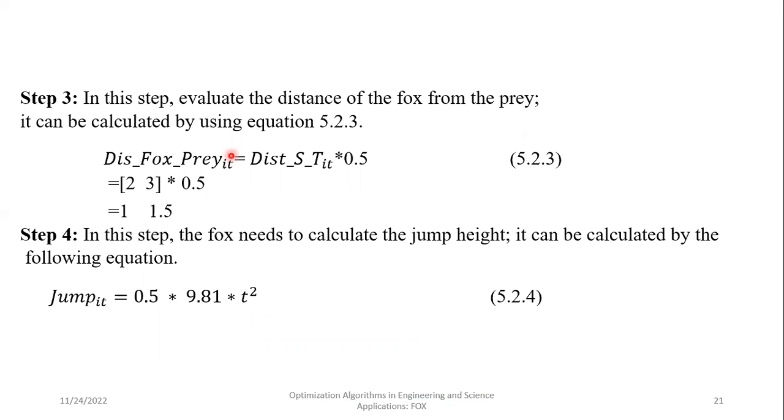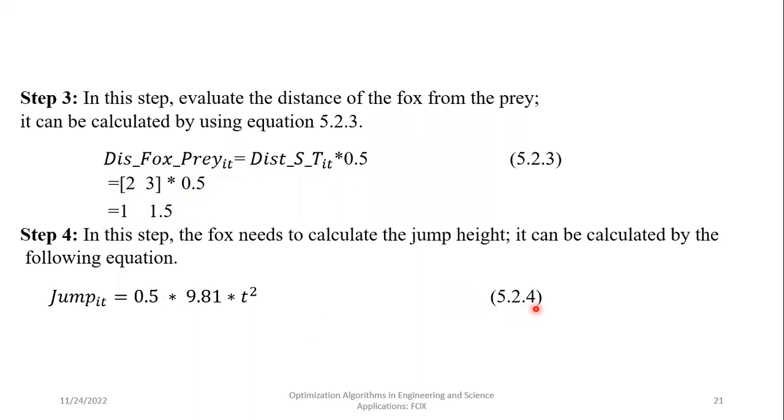In the third step, we try to find the distance between the Fox and its prey, which is equal to distance sound travel multiplied by 0.5. And these are the two distances for dimension 1 and dimension 2, each one of them divided by 0.5. You'll have 1 and 1.5.